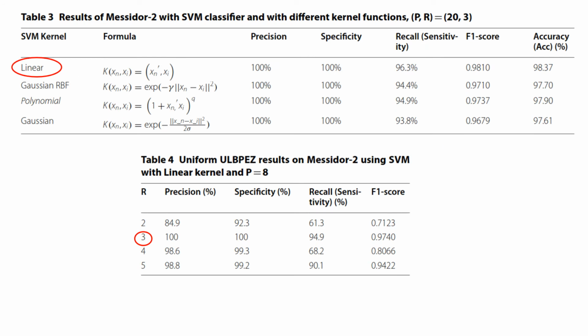We tested which is the best kernel for the support vector machine classifier, using our method at neighbors 20 and radius 3, just for testing which is the best kernel. We found that the linear kernel is the best for the support vector machine classifier, and also that radius 3 is best when applied on Messidor 2, as shown in the image. The radius 3 is the best. The linear kernel function is the best.